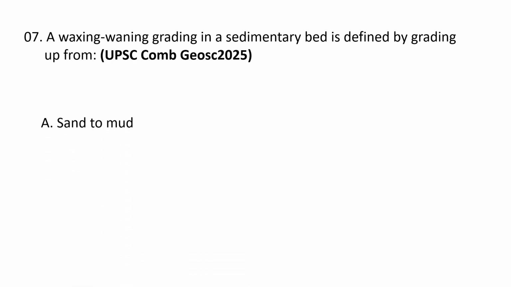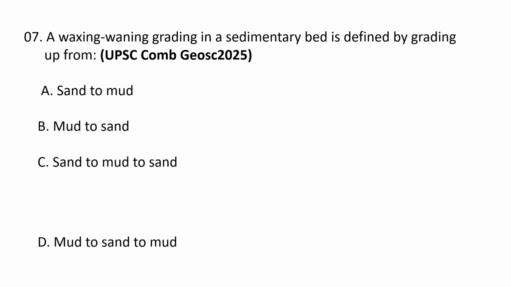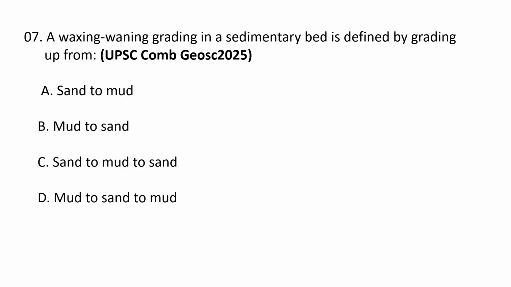A. Sand to mud. B. Mud to sand. C. Sand to mud to sand. And D. Mud to sand to mud. So the correct option is sand to mud to sand. So this is the waxing and waning grading in a sedimentary bed, according to the grading from sand to mud and then from mud to sand. So C is the correct option.